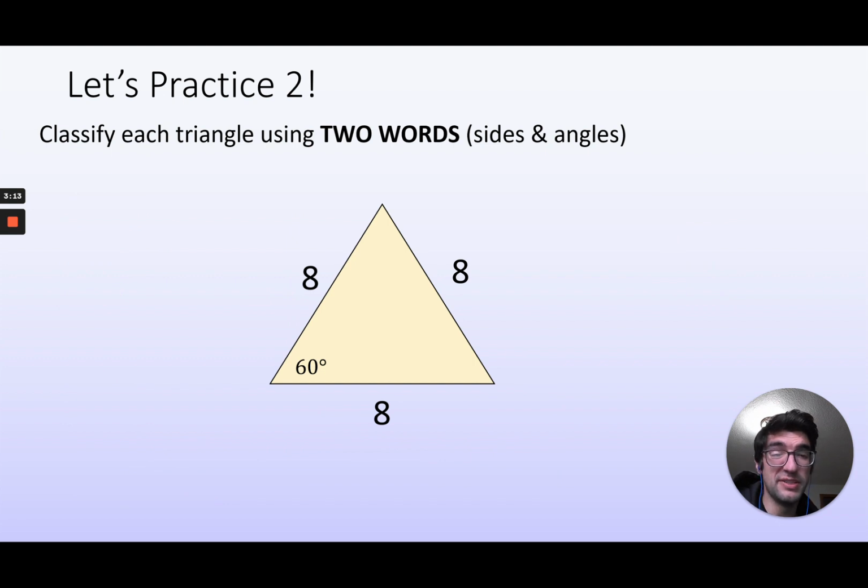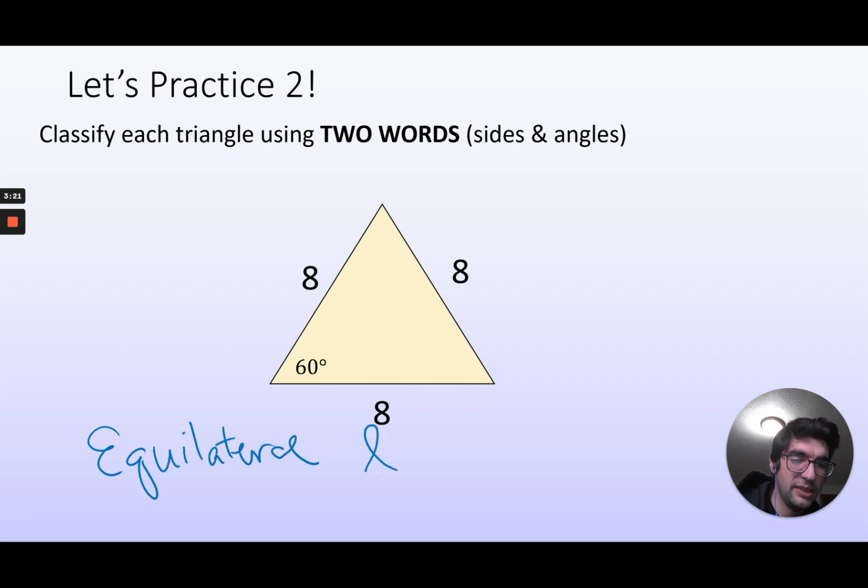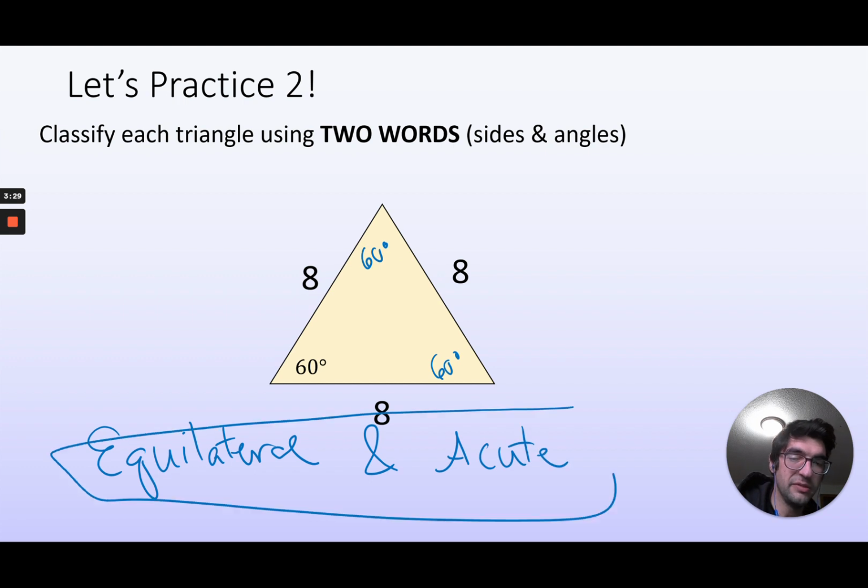So I need two words based on the sides. The sides are 8 and 8 and 8, all the same. We call that equilateral. And the angles look to be 60, and on an equilateral, they're actually all the same. So all three are less than 90. It would be acute. So equilateral and acute.